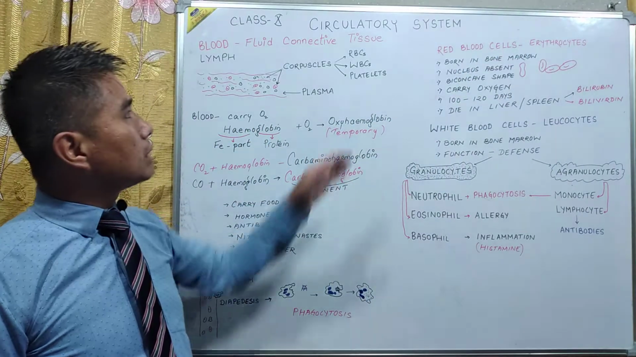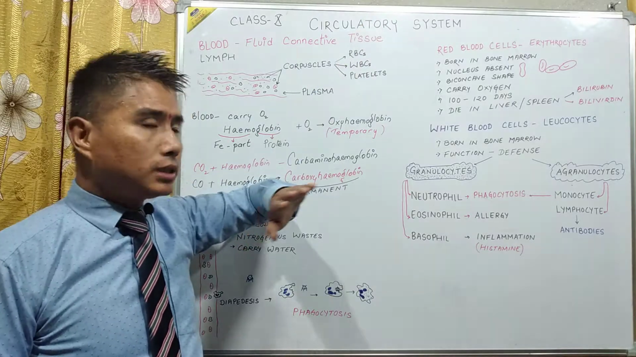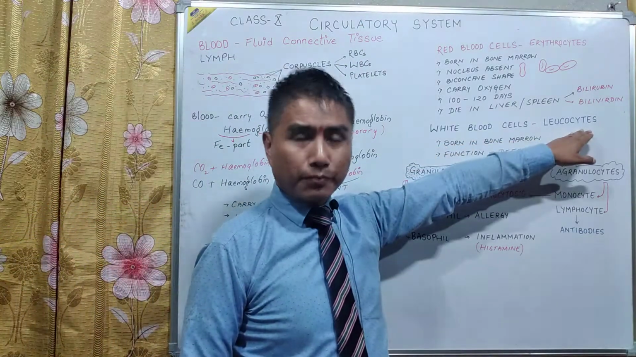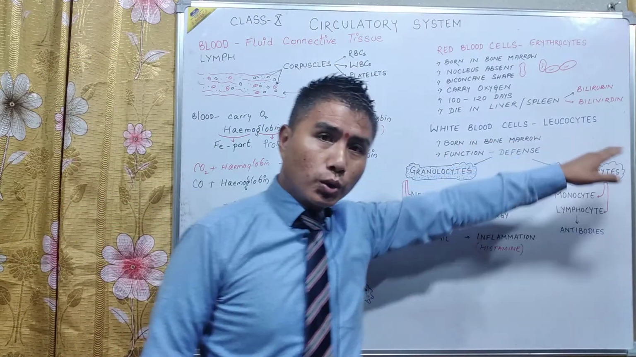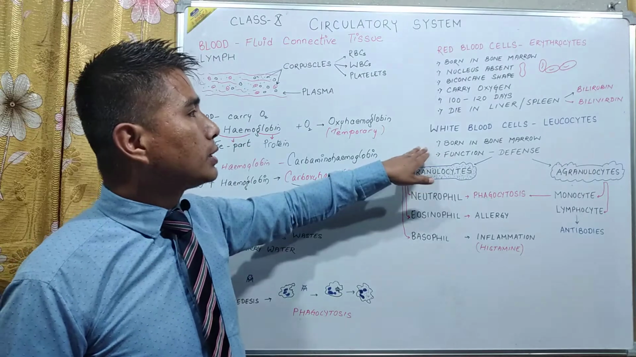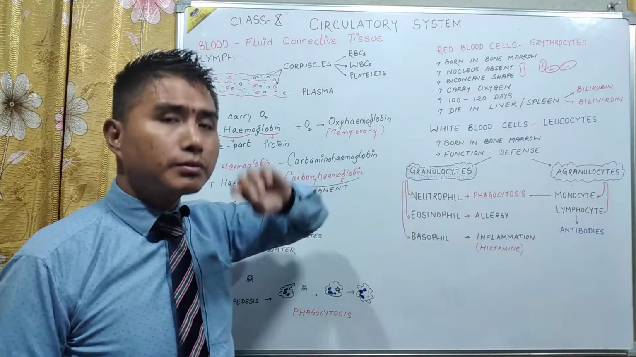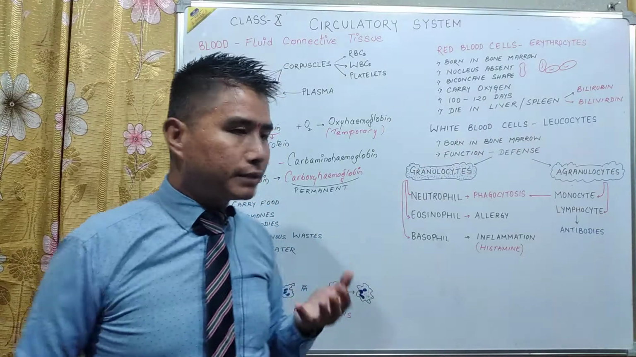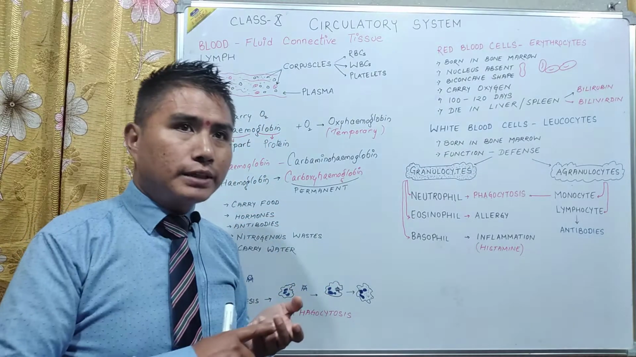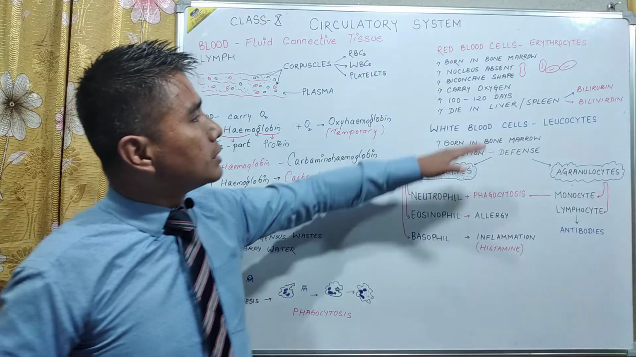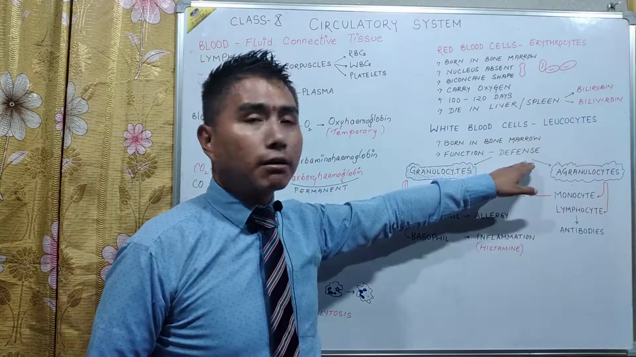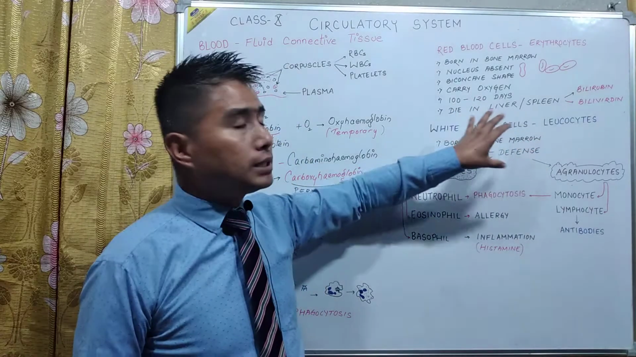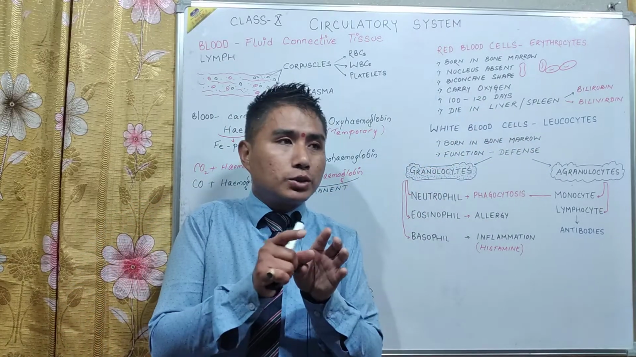Fine. Now let us come to WBC. WBC is also known as leukocytes. They are known as what? Leukocytes. Now they are also born in bone marrow, and their main function is the defense mechanism, to protect. Like we have the army, we have the BSF, we have the SSB. So likewise, their main function is to protect our body. So that is why WBC, according to function, is divided into two types.